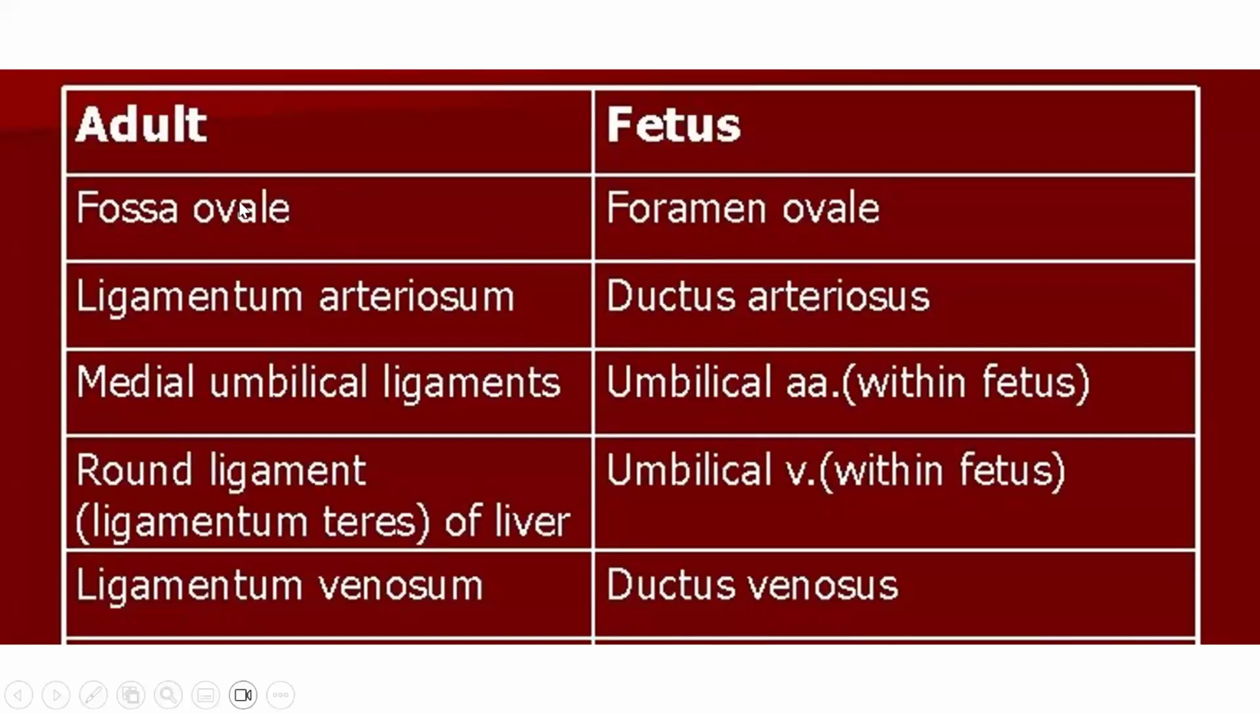Foramen ovale becomes fossa ovalis. Ductus arteriosus becomes ligamentum arteriosum. Umbilical artery becomes the medial umbilical ligament. Urachus becomes the median umbilical ligament. Umbilical vein becomes ligamentum teres of the liver, also known as the round ligament of the liver. And ductus venosus becomes ligamentum venosum. One question is definitely going to come from all of these. Very, very important points for the exam.